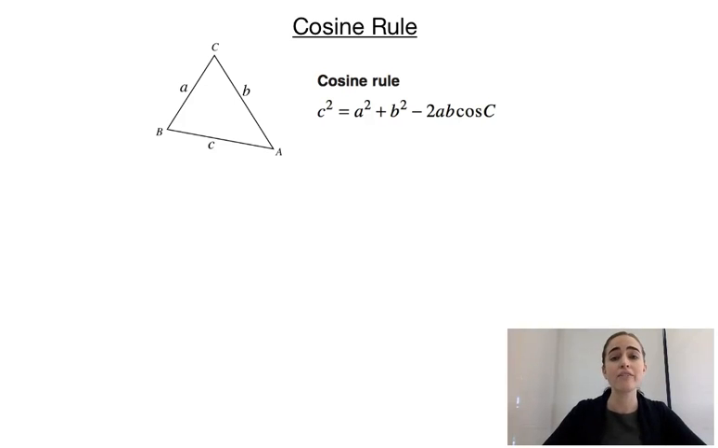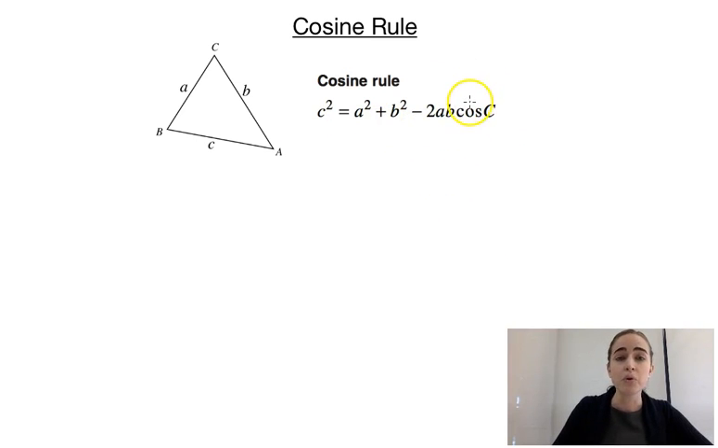In this video, I want to have a look at the cosine rule. So the cosine rule is a relationship between the sides and angles in any triangle. So this here is written on your formula sheet. The cosine rule is c squared equals a squared plus b squared minus 2ab cos C.